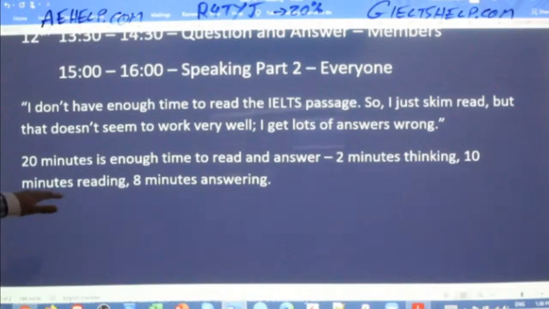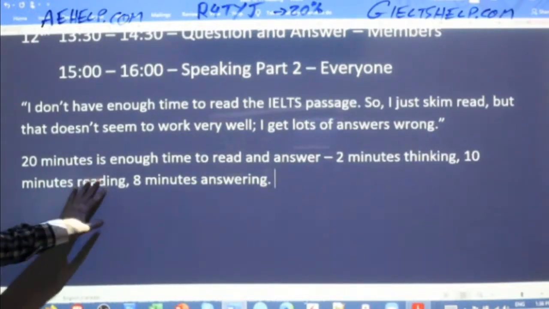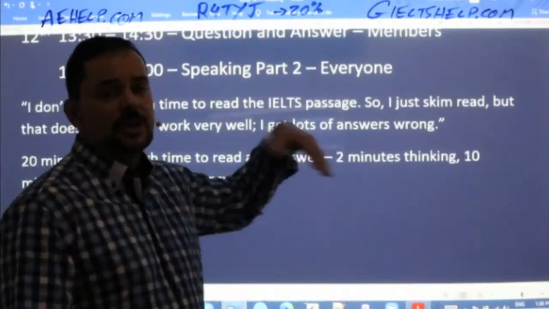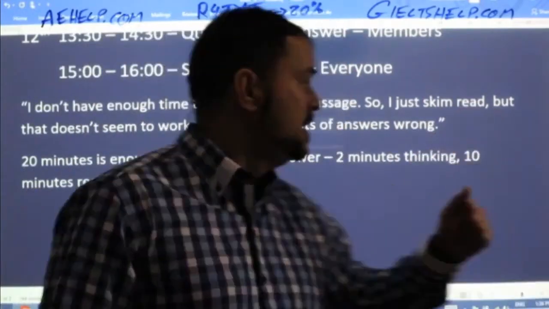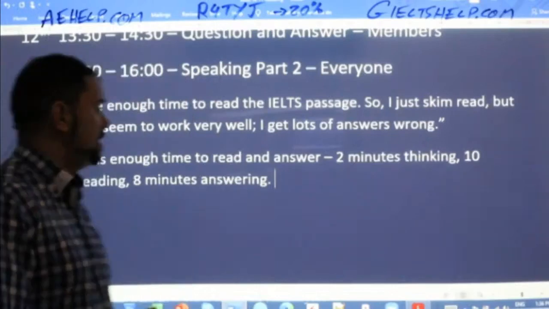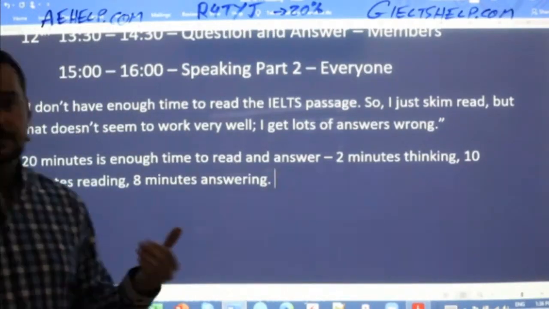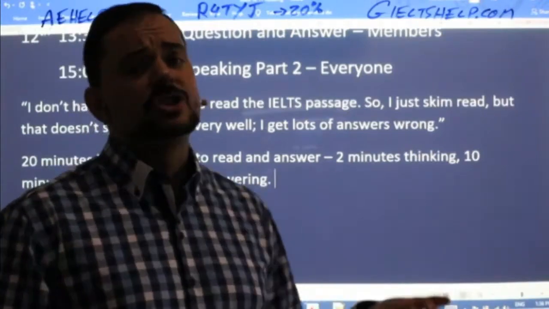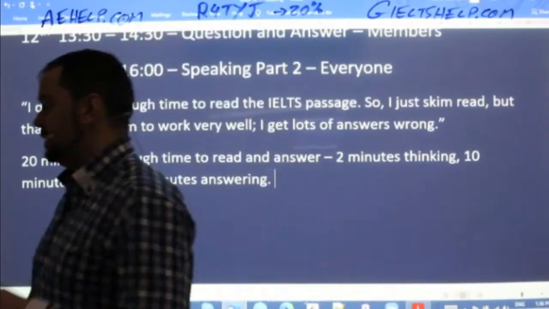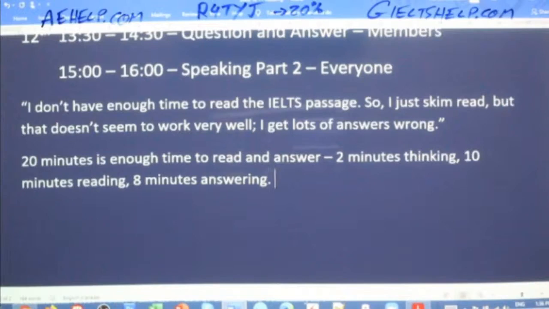So for each passage, you should spend about 20 minutes, give or take 1 or 2 minutes. You should have about 2 minutes to think about the title, the questions. Then you should read the passage in about 10 minutes, and then you should answer in about 8 minutes. That's lots of time for each passage. And I'm going to show you what you need to do here a little bit more, so hang in there.